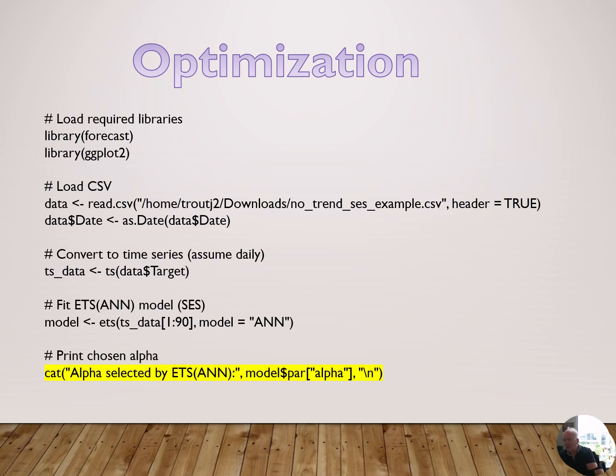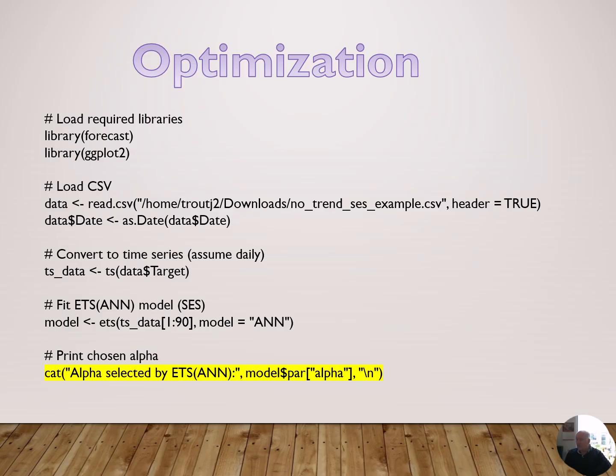So we can load our required libraries. Once again, I was using this on Linux, and the R version on Linux, I found that the forecast library and ggplot2 work pretty well. And we'll go ahead and read in the data, and then we'll get the date and convert the time series. So it's going to assume that there's a daily time series, and then we'll fit the ETS model using ANN, so no trend and no seasonality.